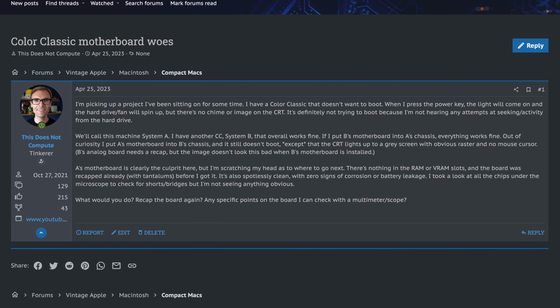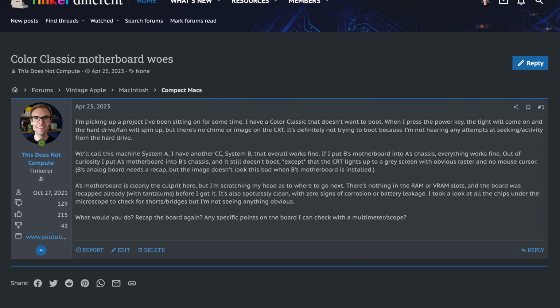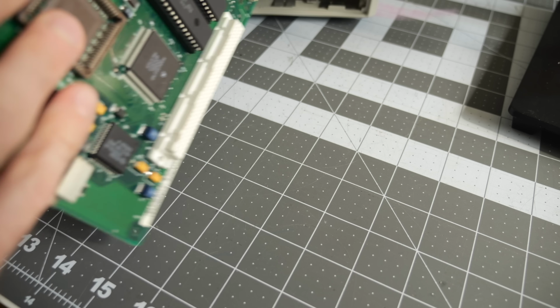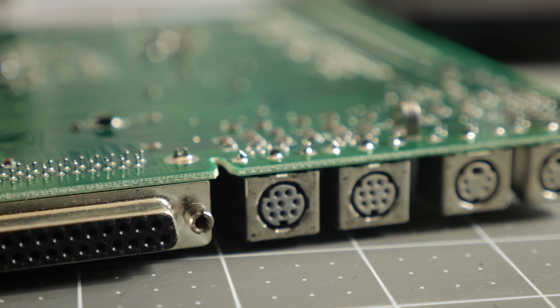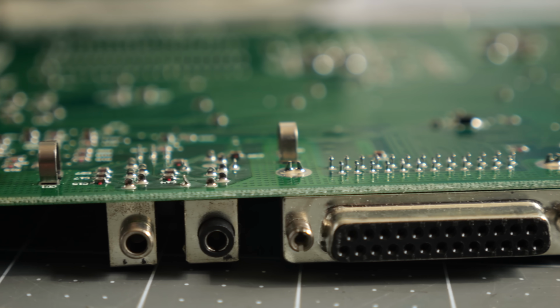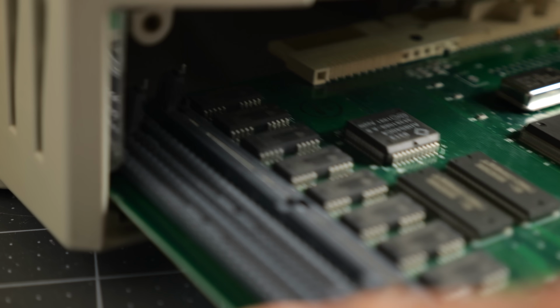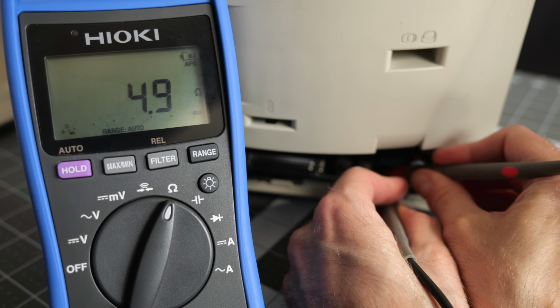I've never had to deal with a problematic Color Classic like this before, so I turned to the Tinker Different forums to solicit advice. I got a lot of helpful responses, one of which was to check the bottom of the board. Several spring terminals here make contact with the shielding inside the chassis to form a ground connection, and if they were missing, supposedly that could cause problems. But this board had all of them, and continuity between it and the shield looked good.